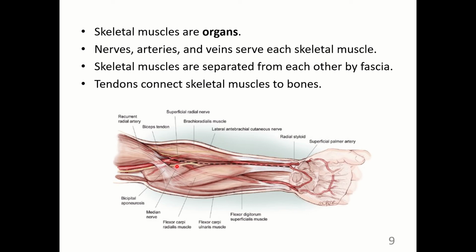There is a nerve and arteries and veins serving each skeletal muscle. Notice how the nerve branches, as does the arteries. Skeletal muscles will be separated from each other by fascia. Notice the shape of these skeletal muscles. They are also fusiform, meaning pinched at the ends, but they will be surrounded by deep fascia, which is connective tissue that will separate these into individual organs.